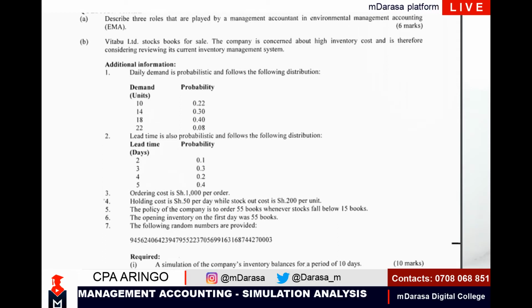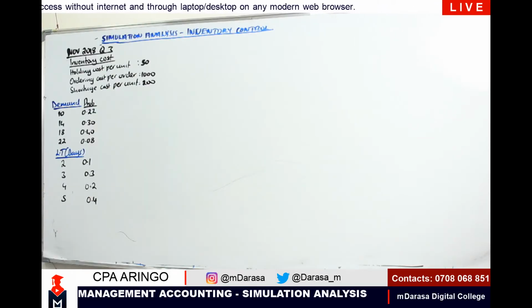Note number 2, I was given lead time, and this is in days. Lead time, my good student, I was given what? You can clearly see I was given 2, 3, 4, and 5, with probabilities 0.1, 0.3, 0.2, and 0.4. Remember, we are analyzing that question. So that is what I was given in relation to lead time and demand, having our probabilities given.